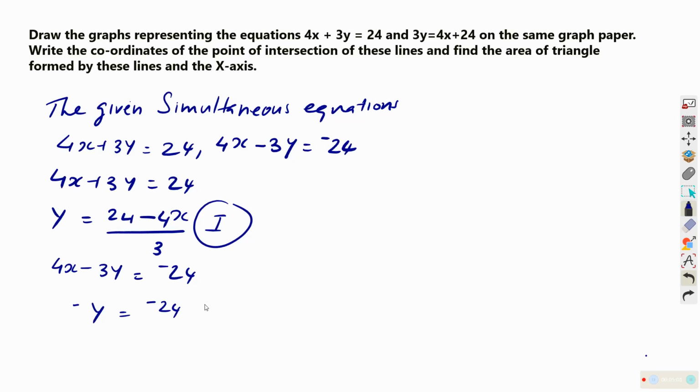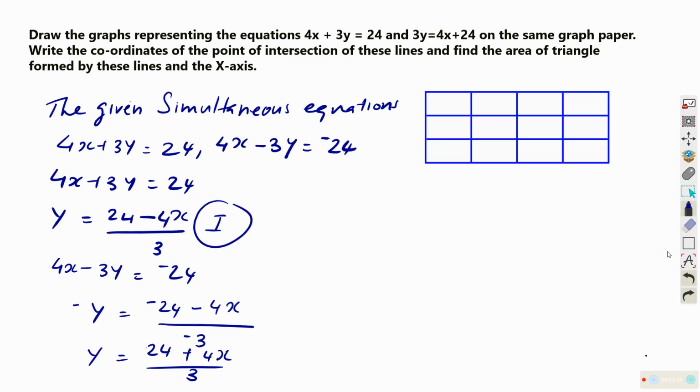Minus 24 for x minus 3y, we will write y is equal to minus 3x upon minus 3 over there. Now this negative sign can be removed by multiplying with minus 1. Y is equal to 24 plus 4x upon 3. So we have got two equations for y, so we will make it into a table, x, y. So we got the value of y, we got the value of x, and we will put it into a graphical table to solve it.